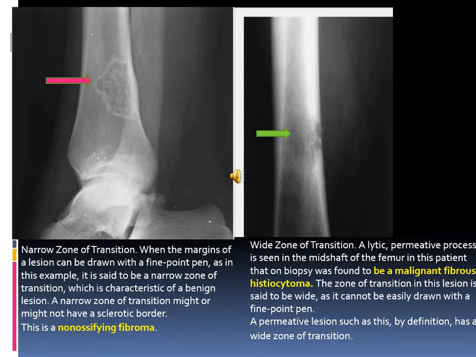While in the next image, which is demarcated by the green arrow, we can see just an area of low bone density involving the medulla and part of the cortex with no obvious boundaries, or we cannot judge where is the normal and the abnormal bone. So simply, we cannot draw the edges of the lesion with a pen. So it means that this is an aggressive lesion or wide zone of transition.